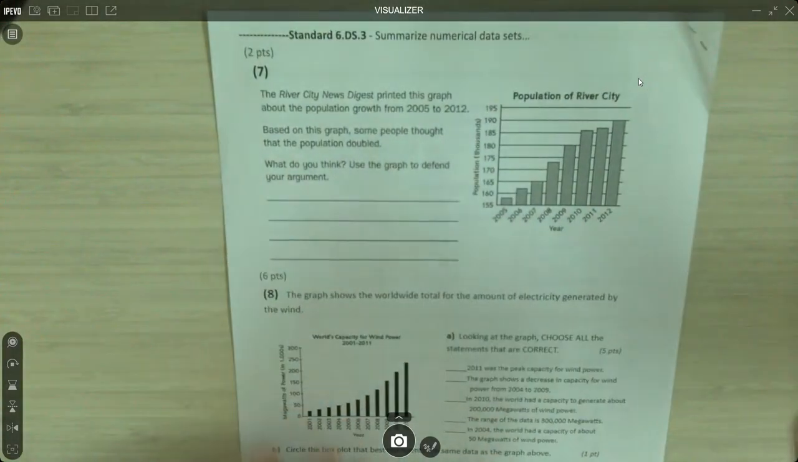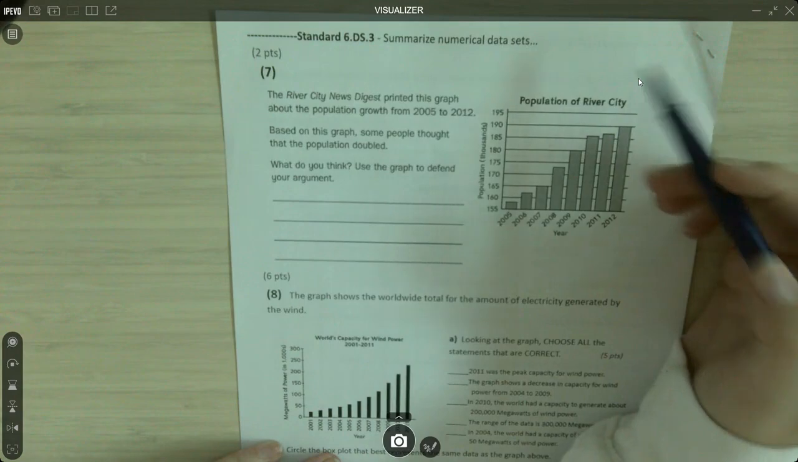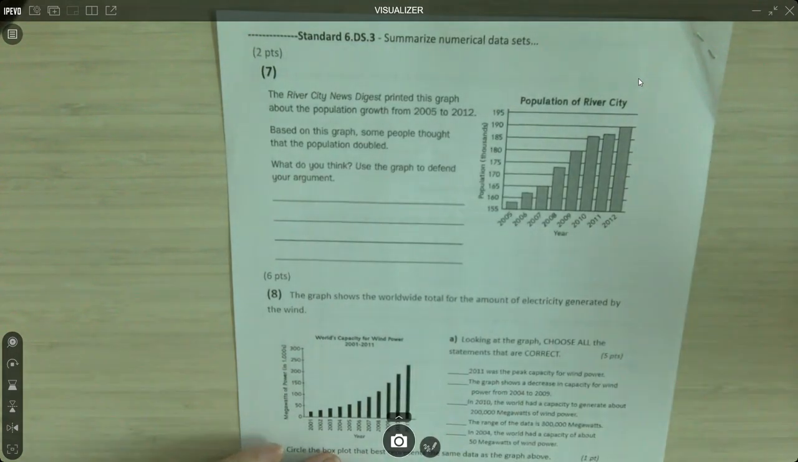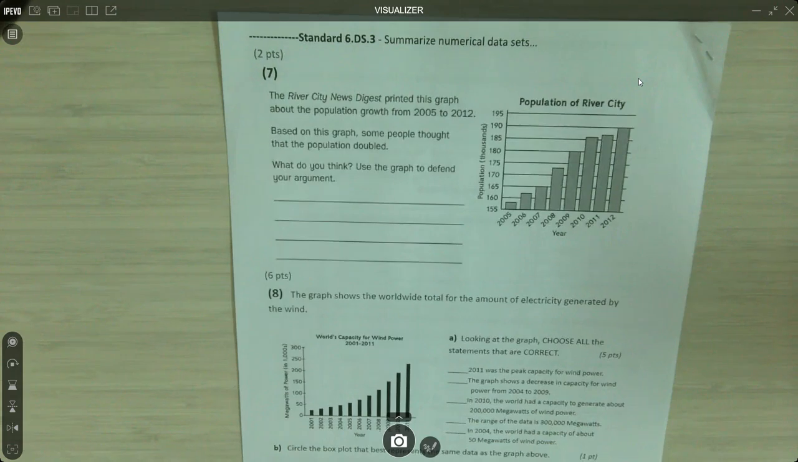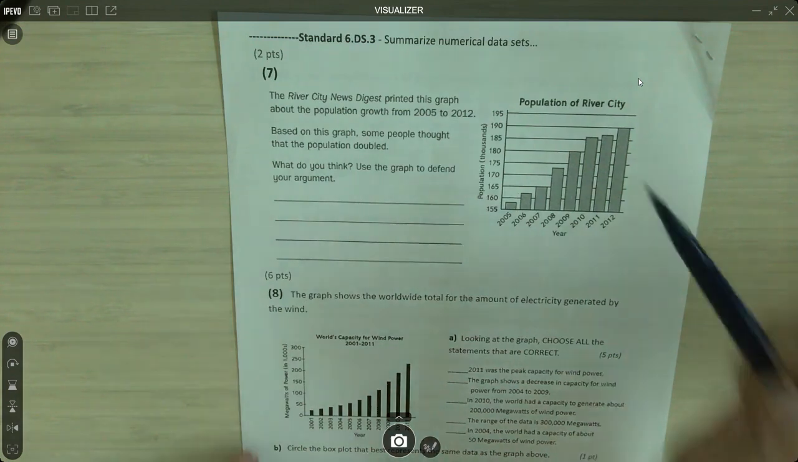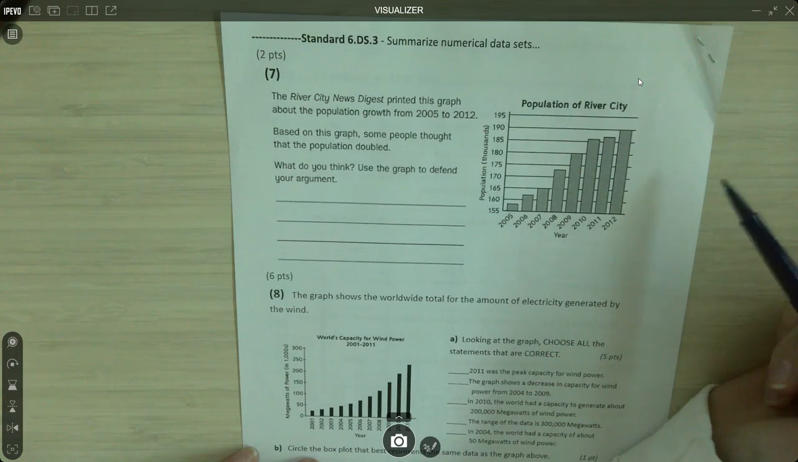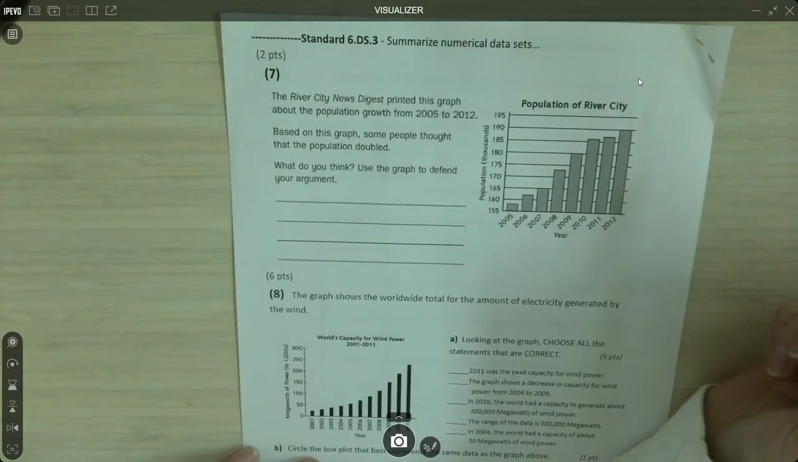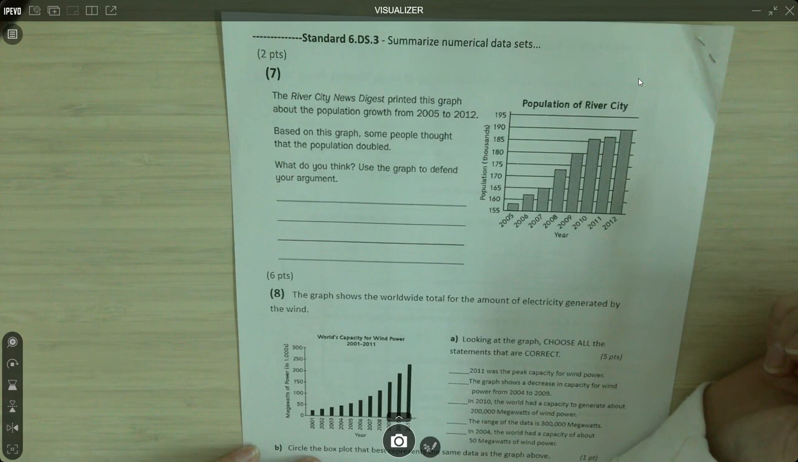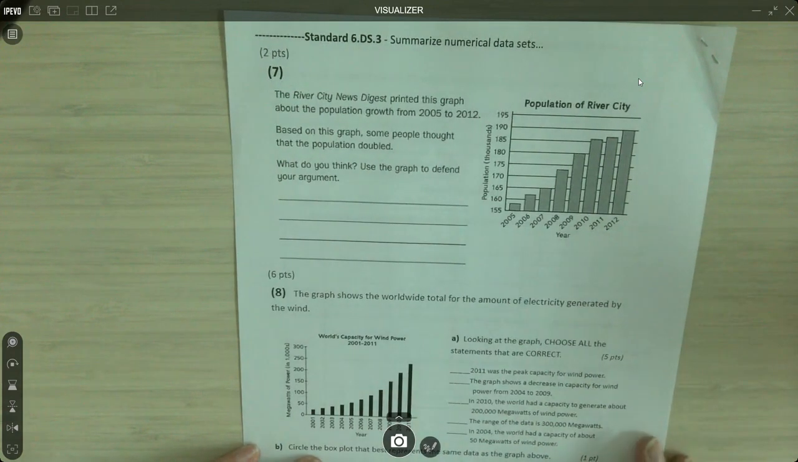Okay. Then for number 7, it says the River City News Digest printed this graph about the population growth from 2005 to 2012. Based on this graph, some people thought that the population doubled. What do you think? Use the graph to defend your argument. So you're going to use this graph to tell me whether the population doubled or not. Go ahead and take a few minutes and answer that question.